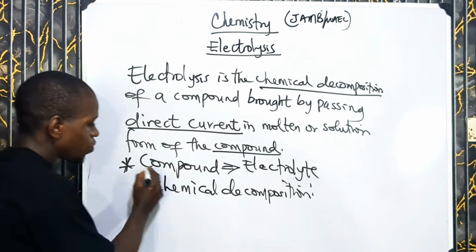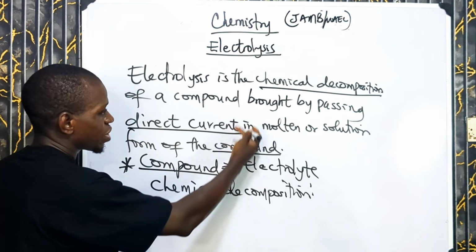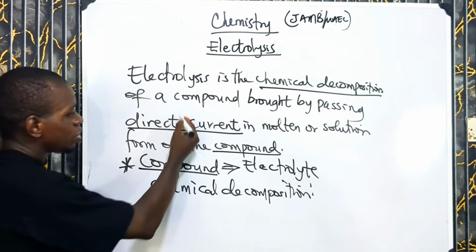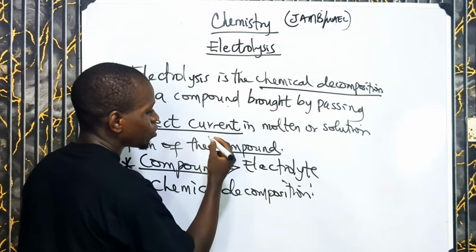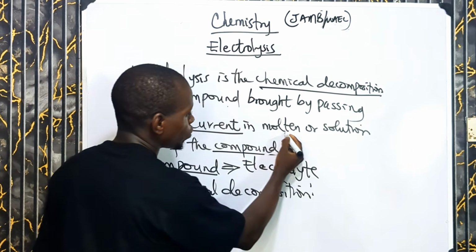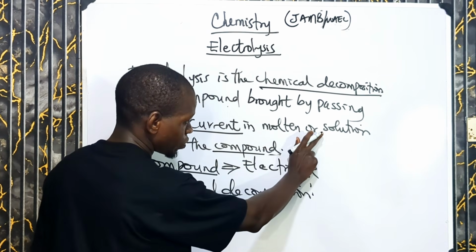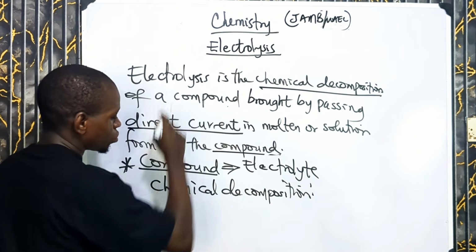Now, look at this now. We have a compound. They say that this reaction must occur where now? It must be a compound. And that compound must be in what state now? Molten or solution form. I'm still coming back to this. But first of all, they mention the word compound.